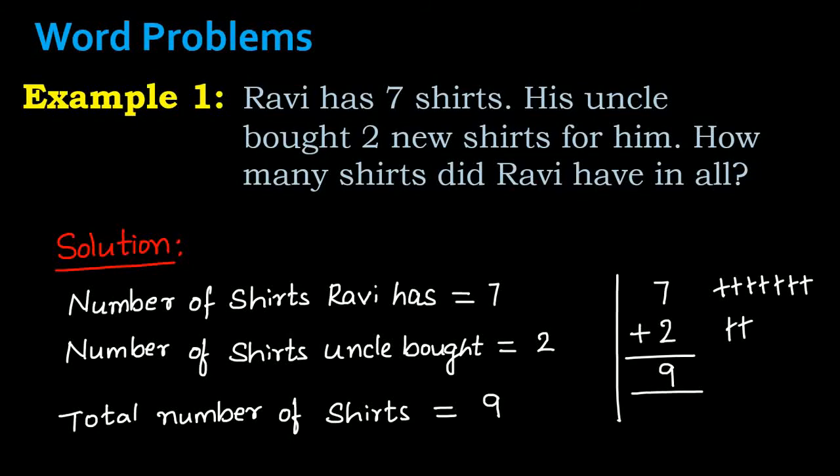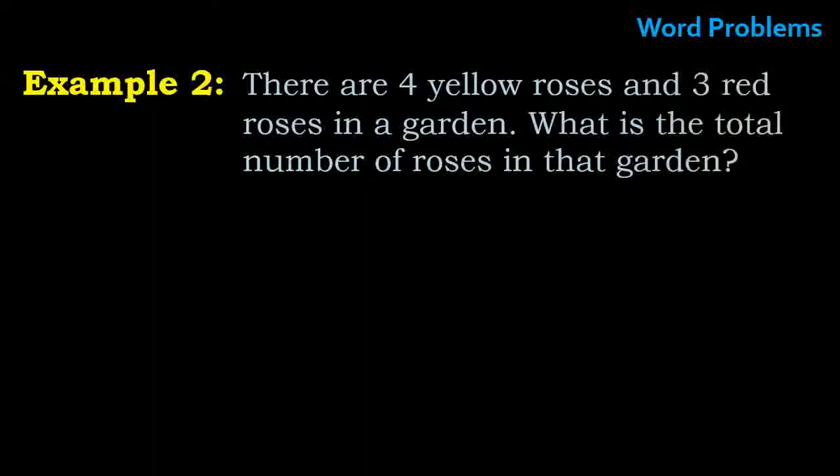So this is how you have to understand and solve the word problems. Let us take one more word problem. Example number 2. There are 4 yellow roses and 3 red roses in a garden. What is the total number of roses in that garden? So now let us find the solution for this. Solution.